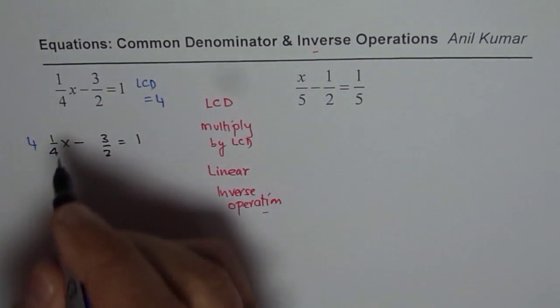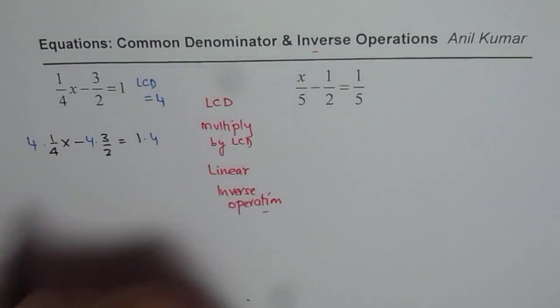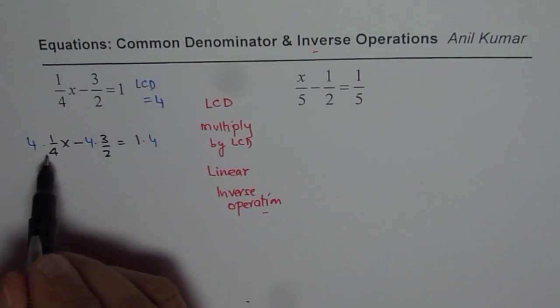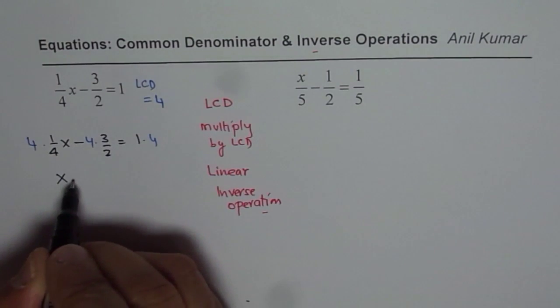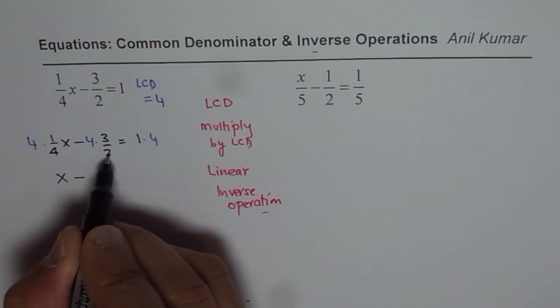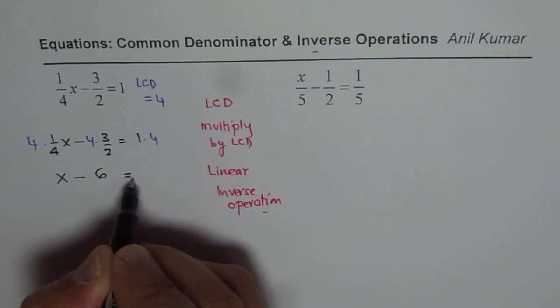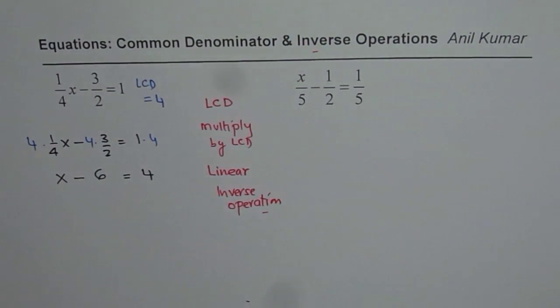We are using a dot just to show you very clearly the operation. That dot here means multiplication, correct? Now 4 divided by 4 is 1. 1 times x is the variable x. Now here 4 divided by 2 is 2, and 2 times 3 is the number 6, equals 4 times 1, which is 4. You get the idea. So that is the linear equation which we have.